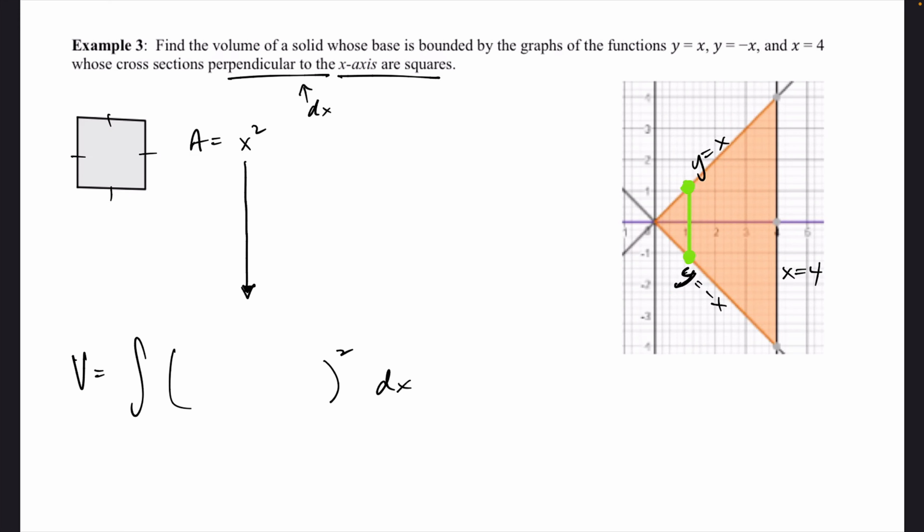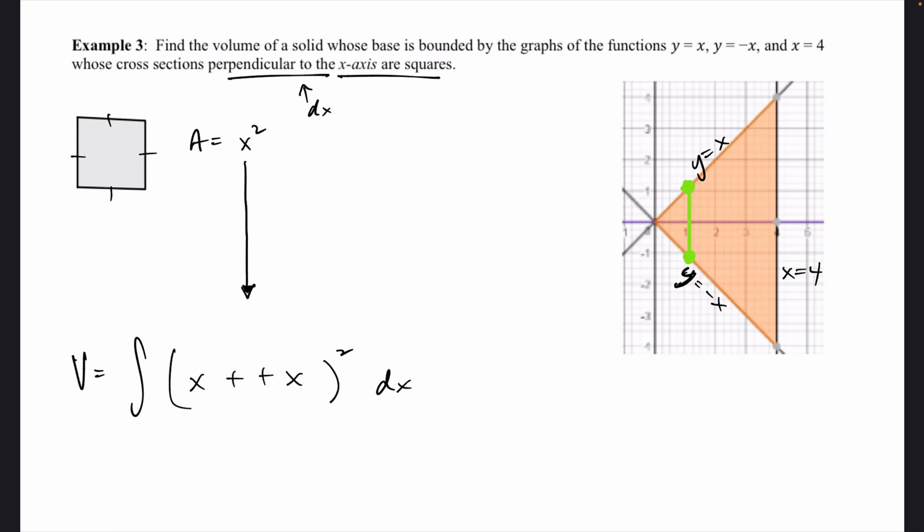So yeah, so this one's a dx, so it's with respect to x because it's perpendicular to the x-axis. Okay, so it's a square again. So square means all sides are the same, so find one and square the sides. So this one side is going to go from green dot to green dot. So you're going to subtract them. So it's going to be x minus a negative x, right? Which is another way of saying 2x. 2x squared, which is 4x squared.